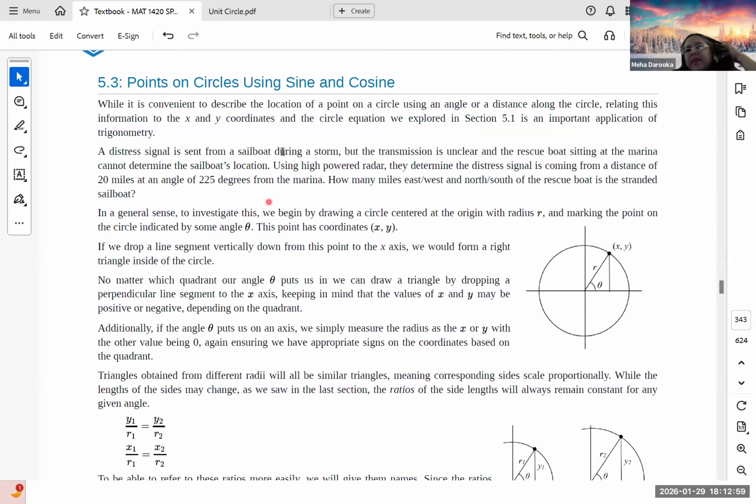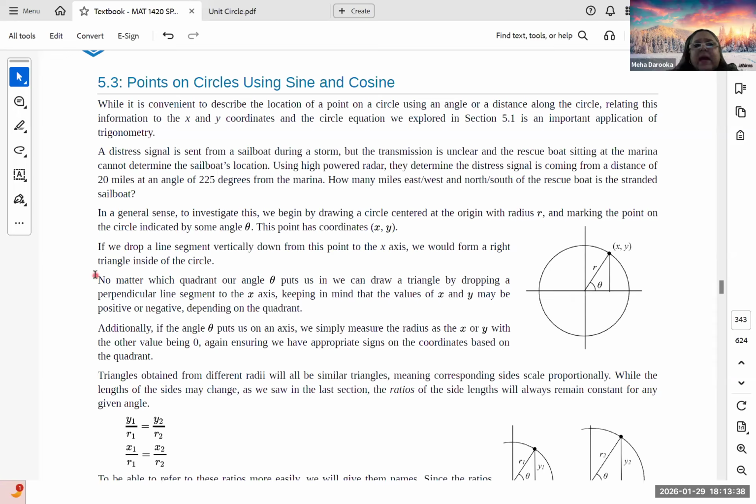So they're saying, what if there was a situation where you have a distress signal being sent out by a sailboat during a storm, and the transmission is unclear. The rescue boat is sitting at the marina, but they cannot determine the location of the sailboat. Using high-powered radar, they know the distress signal is coming from a distance of 20 miles at an angle of 225 degrees from the marina, but they don't know what direction. Is it north or south, east or west? So they don't actually have the specific location of the sailboat.